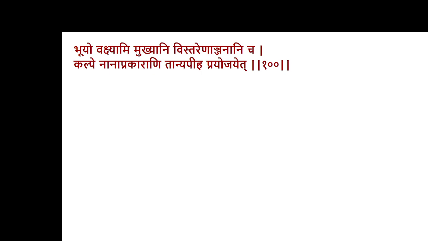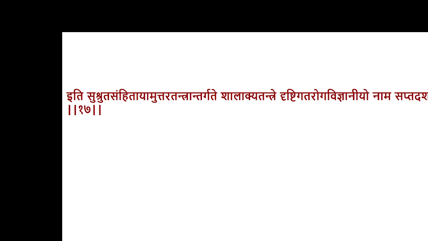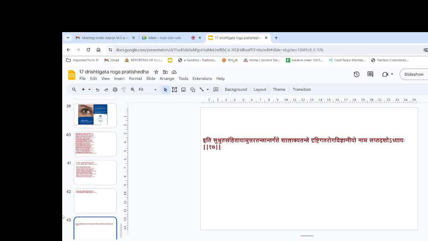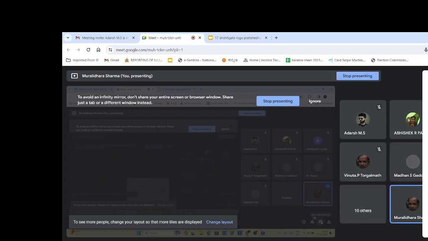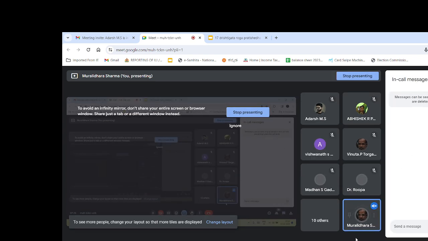In the next chapter, the other anjana yogas are mentioned, and those anjana yogas can also be used. With this, we conclude this chapter. This is Samhitayam Uttaratantrangate Shalakyatantre Drishtigatarogapratishedha Nama Saptadashodhyayah. With this, we conclude today. If there are any questions, like there are no questions, so we will wind up.